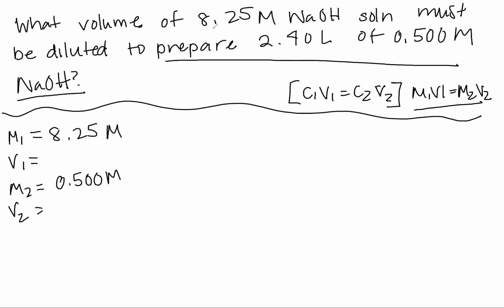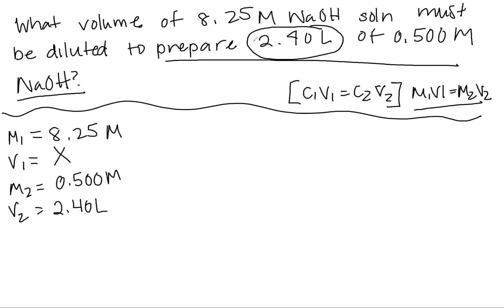Now, what volume of this molar solution must be diluted to prepare? So this right here, this 2.4 liters, is this going to be my V1 or my V2? It should be my V2. And why? Because we need to prepare that many. You are preparing 2.4 liters of this 0.5 molar NaOH. And the question says, what volume of this higher molar NaOH? So really, we don't know our V1.